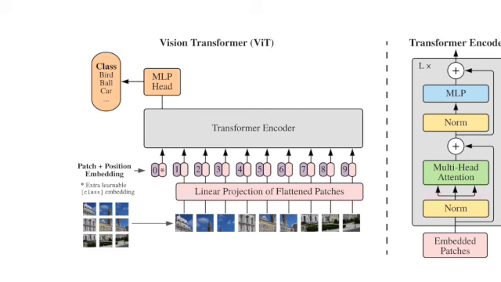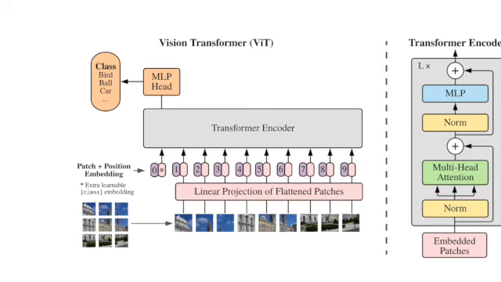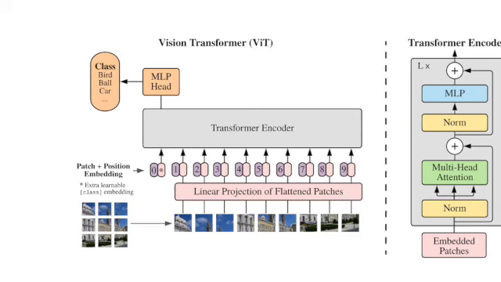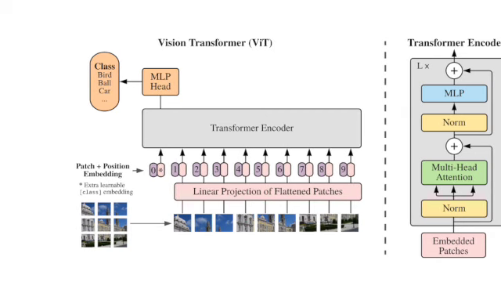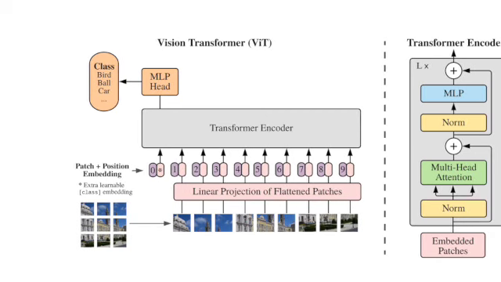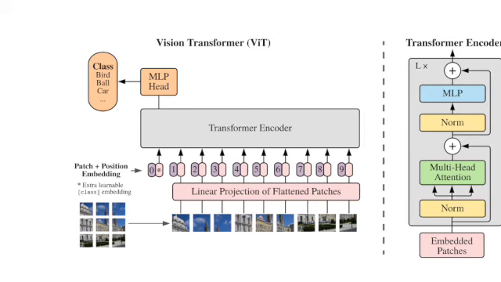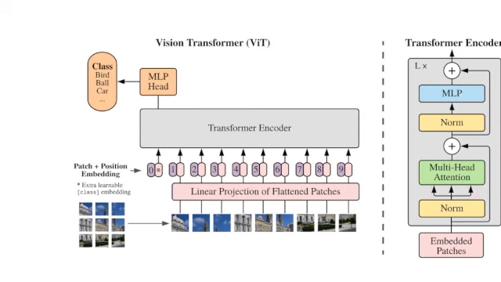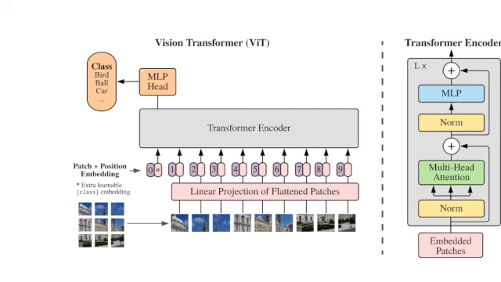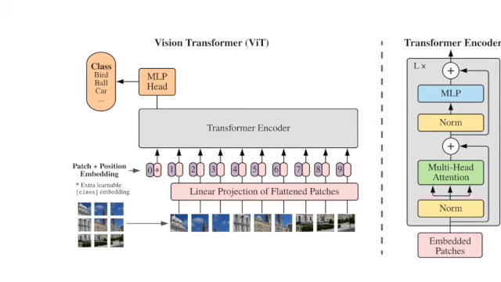Exactly. So what it does is it breaks an image down into these little squares, these patches, and it treats each patch as if it's a word in a sentence. And then a standard transformer, the same kind that's used to understand us talking right now, processes these visual words to figure out what's going on.